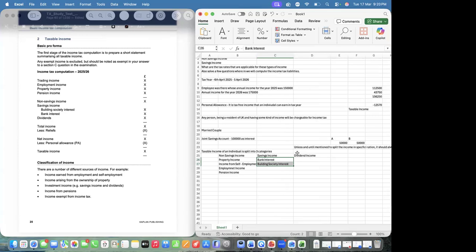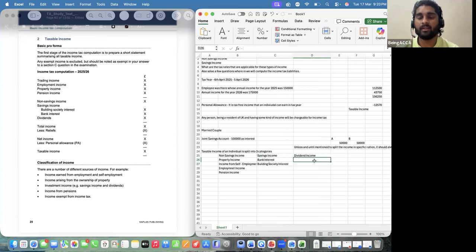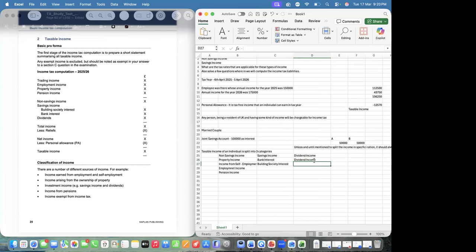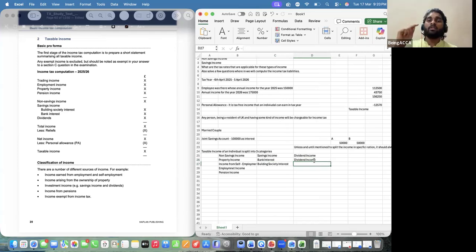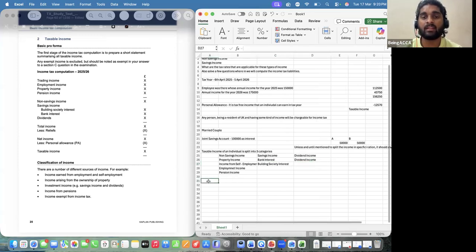And dividend income is self-explanatory. You know what dividend income is, correct? In dividend income, it is just dividend income. Okay. Yes, sir. So total of non-savings income plus savings income plus dividend income. How do you calculate taxable income?